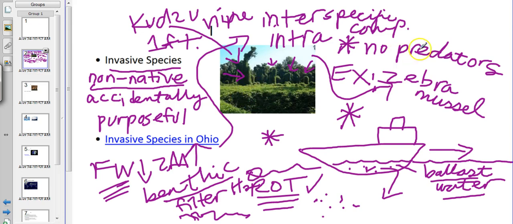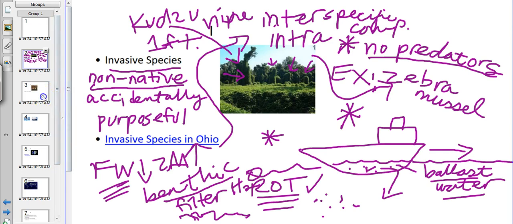Okay, so they displace natives. There's no predators, so it's very hard to control populations for many invasive or non-native species. And as a result, it changes the ecosystem that has evolved over millions of years.